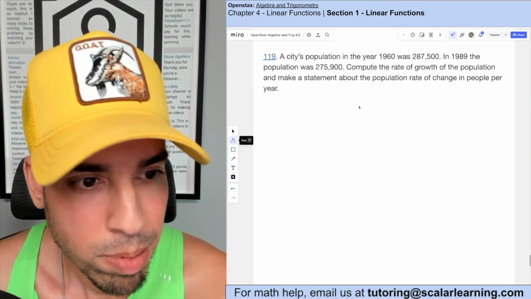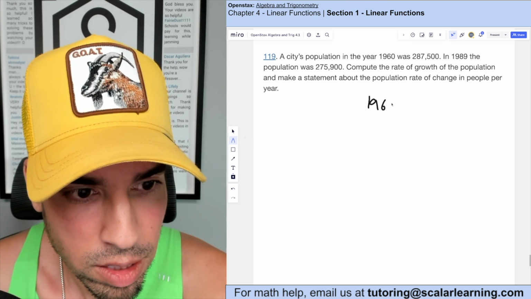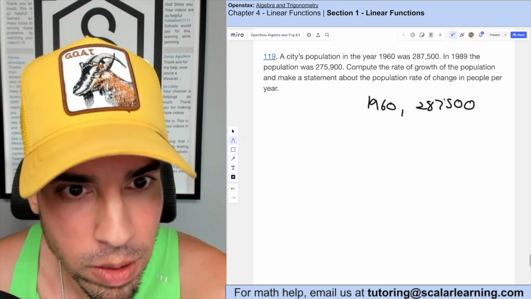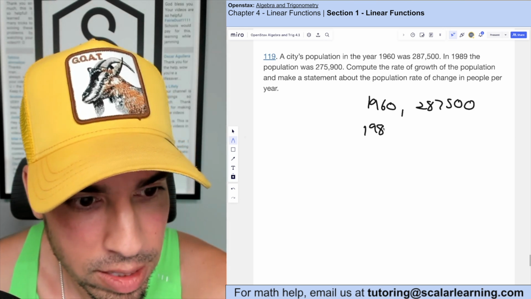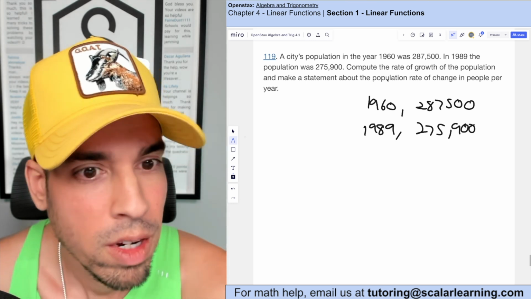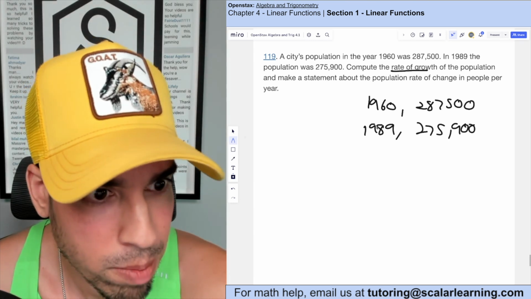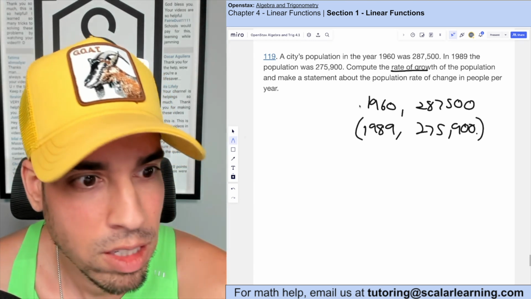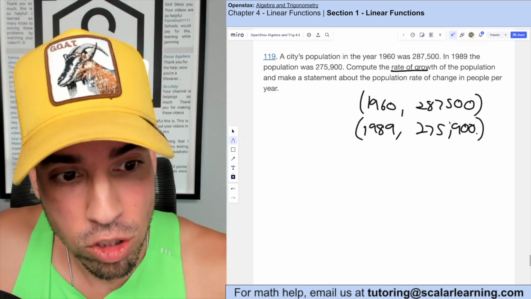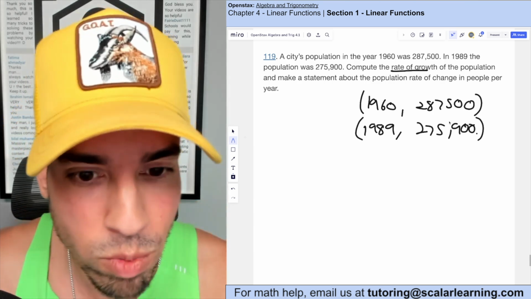So here it says the population in 1960 was 287,500. And then in 1989, the population was 275,900. And it says calculate the rate of growth of the population. Now, this doesn't say this, but we're going to assume that this is linear because we're in the section about linear functions. So we're going to assume linear meaning constant rate of change.